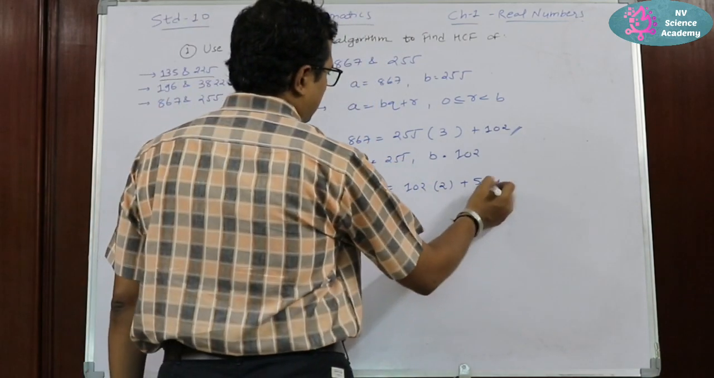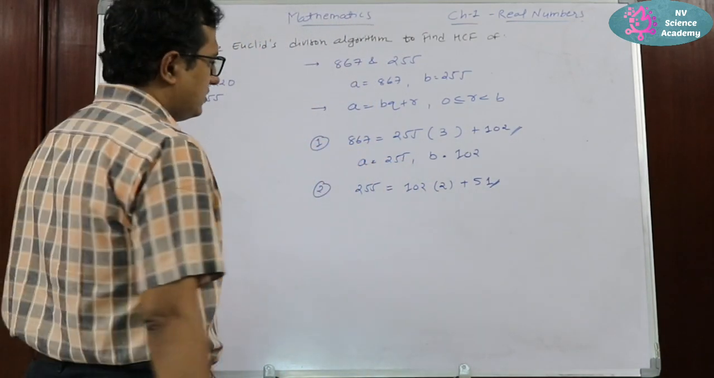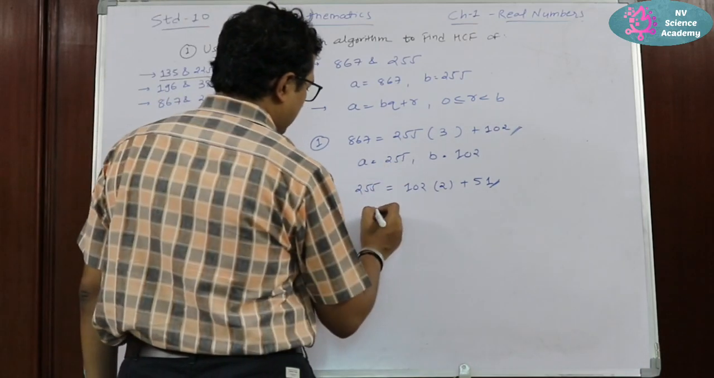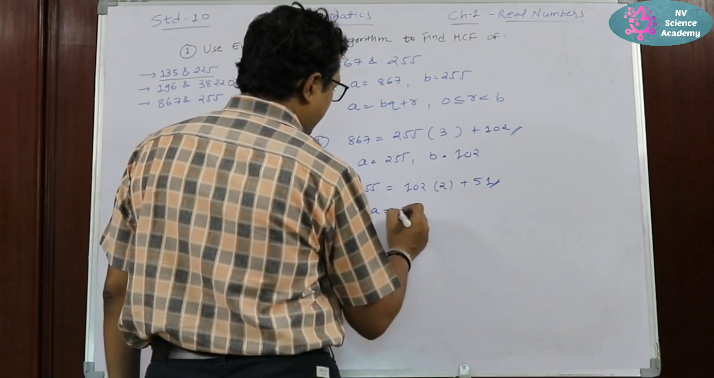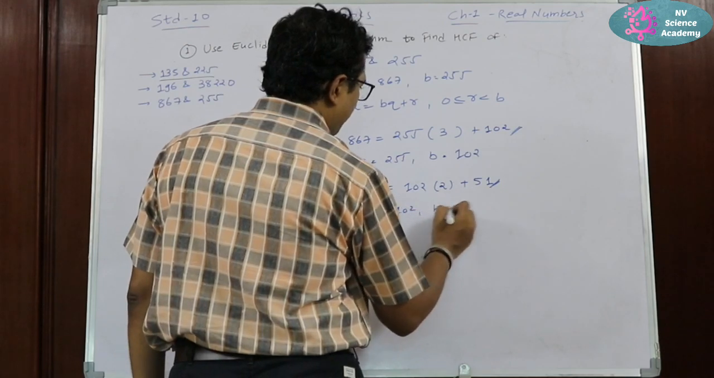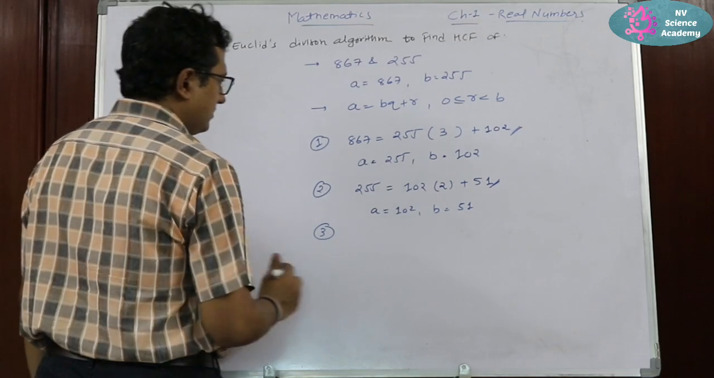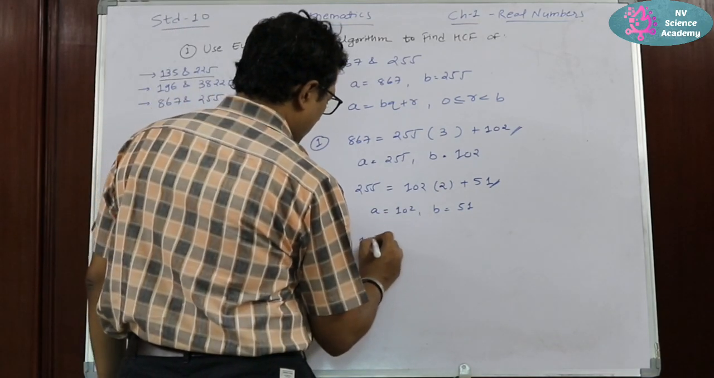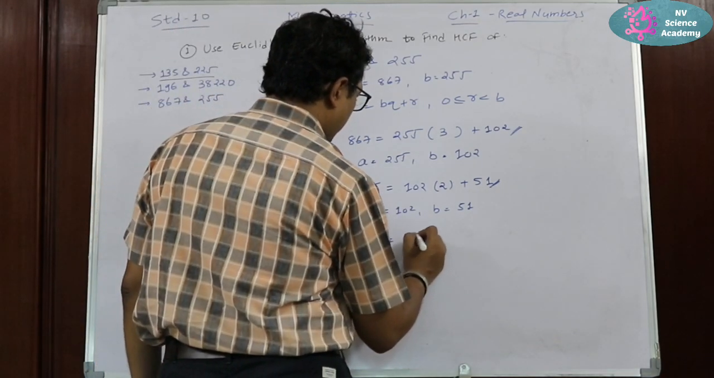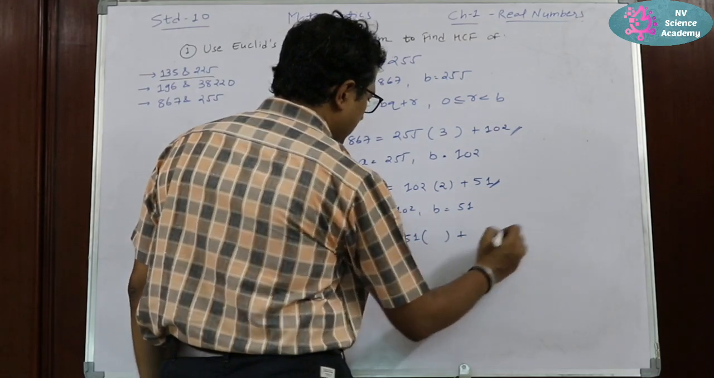You can see here still the remainder is not 0. So we have to again repeat the same process. The new values of A and B: A is equal to 102 and B is equal to 51. So for the third time I am going to put the value in the equation. So 102 is equal to 51 into the bracket plus dash.